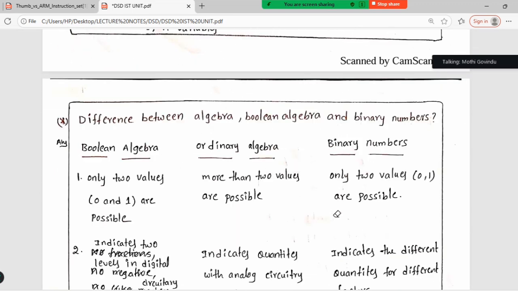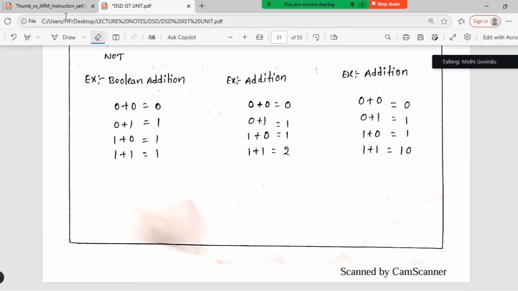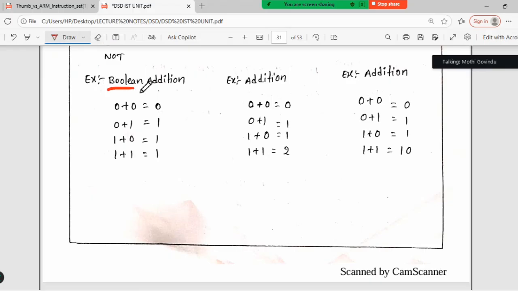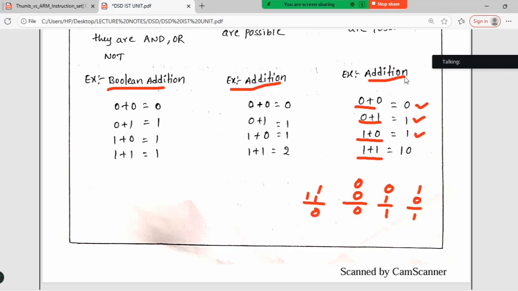Next, the difference between Boolean algebra and binary numbers. I'll discuss directly with an example. You can see here the Boolean addition, the normal decimal addition, and the binary addition. Binary addition means 0 plus 0 is 0, 0 plus 1 is 1, 1 plus 0 is 1, 1 plus 1 is 0 carry 1. This is binary addition. Next, decimal addition. Decimal means normal numbers. 0 plus 0 is 0, 0 plus 1 is 1, 1 plus 0 is 1, 1 plus 1 is 2.